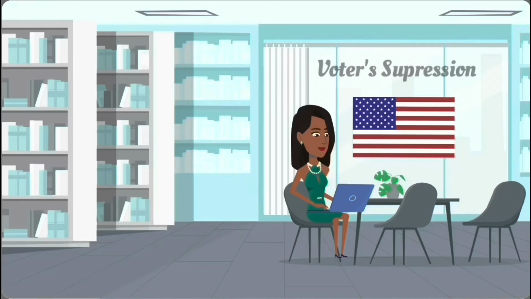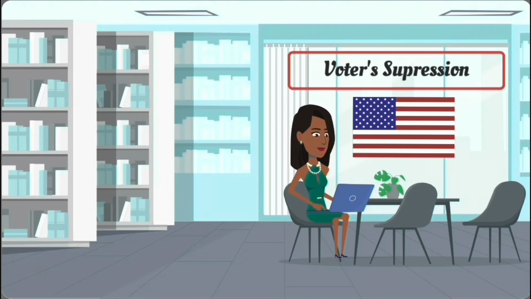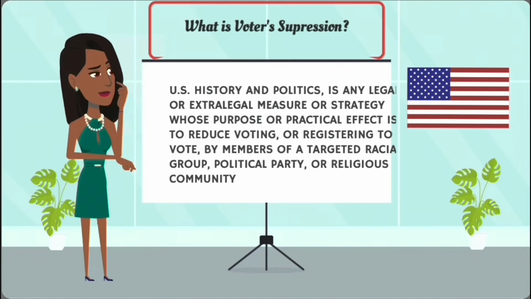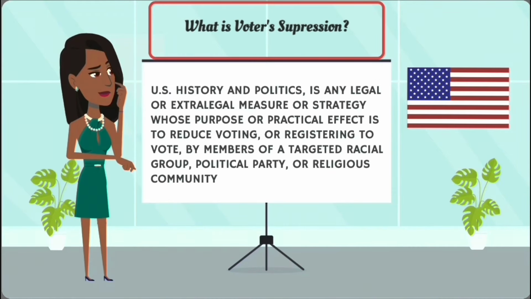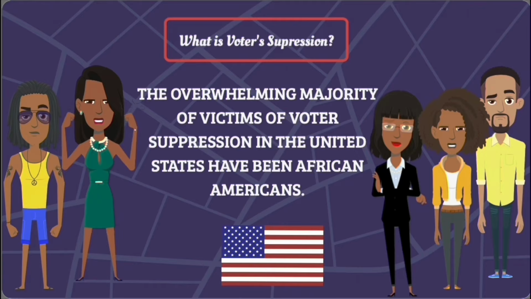And today I wanted to talk about voter suppression. Voter suppression in U.S. history and politics is any legal or extra-legal measure or strategy whose purpose or practical effect is to reduce voting or registering to vote by members of a targeted racial group, political party, or religious community. The overwhelming majority of victims of voter suppression in the United States have been African Americans.